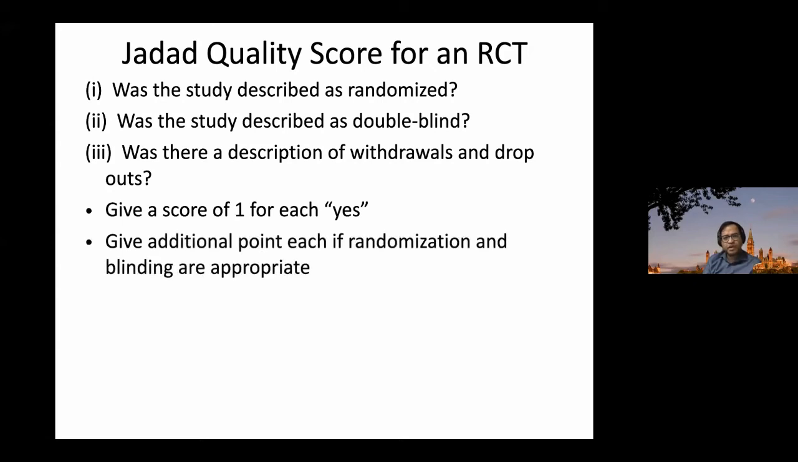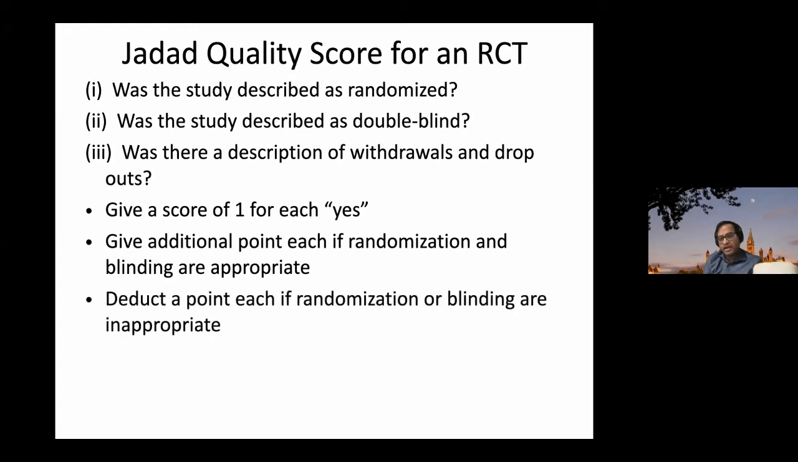So you give one point if they say randomization, but if they don't specify how it was randomized, then they get only 1 point. But if they describe the study as being randomized and then also say, hey, randomization was done as alternate patients, that's obviously not proper randomization. So they don't get any more points. But if they say, hey, randomization was done using computer-generated random numbers, which is appropriate, then they get an additional point.